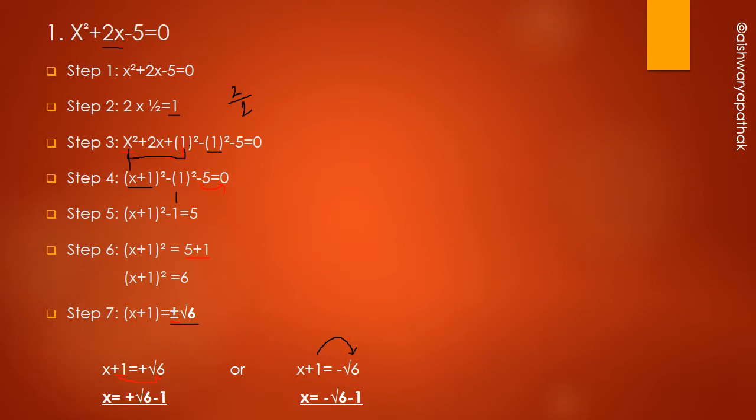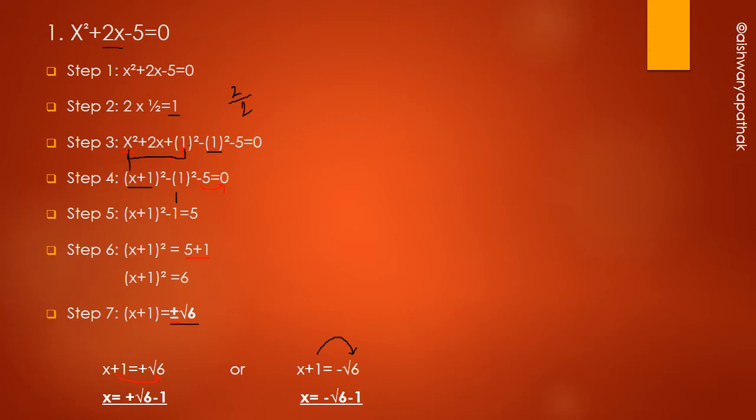Okay. In step 6, here it is minus 1. Take that minus 1 to the other side, to the side of plus 5. So x plus 1 whole square is equal to 5 plus 1. Why is it plus 1? Because when minus 1 goes to the other side, it becomes plus. That's why 5 plus 1. Then 5 plus 1 is 6.